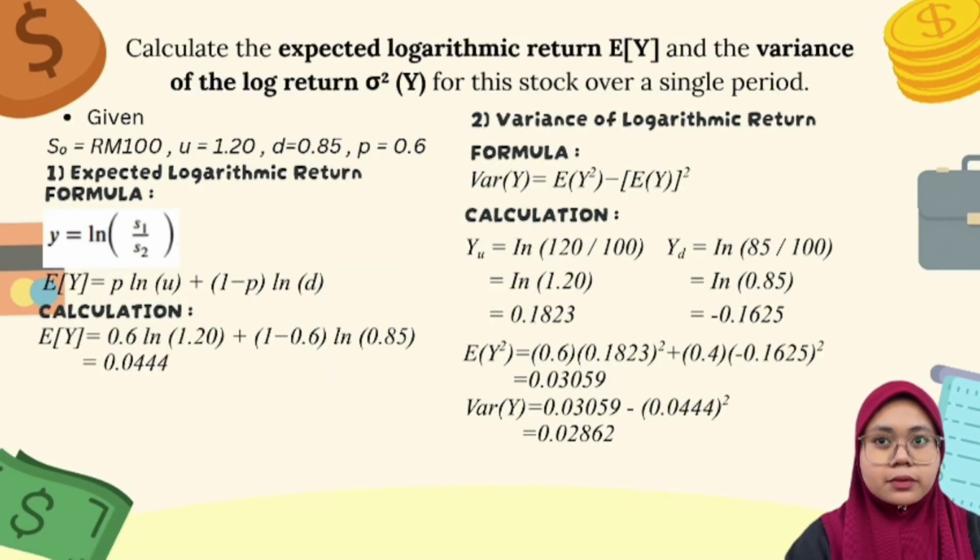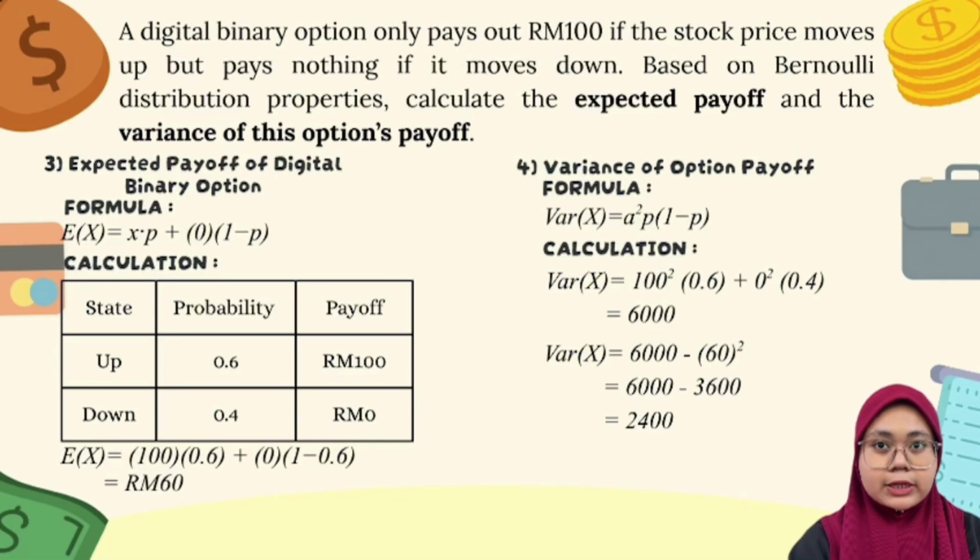In conclusion, the expected logarithmic return is 0.044. The variance of the logarithmic return is 0.02862. The expected payoff is 60 ringgit, and the variance of the option payoff is 2,400.